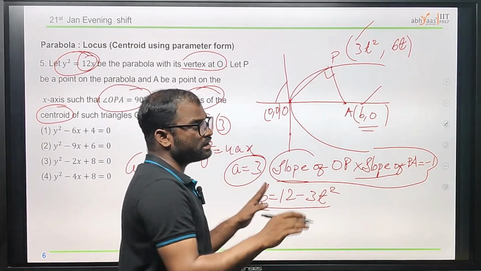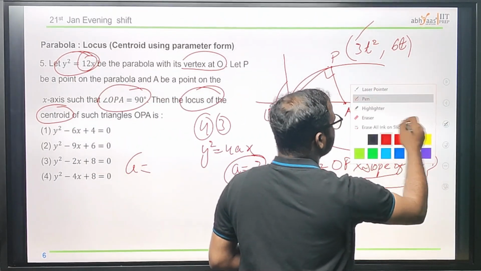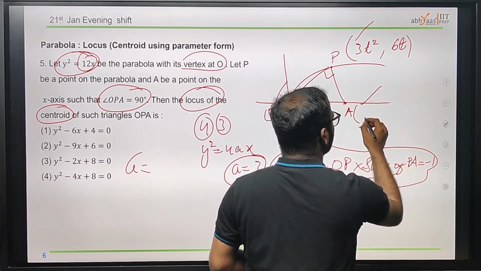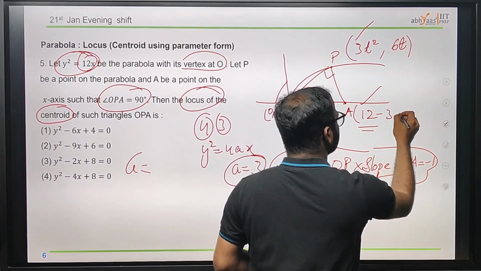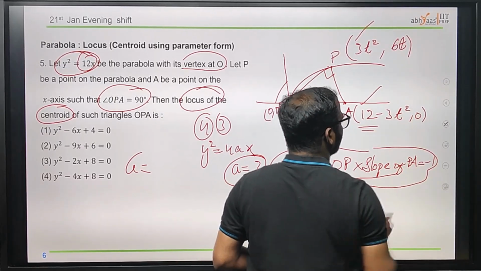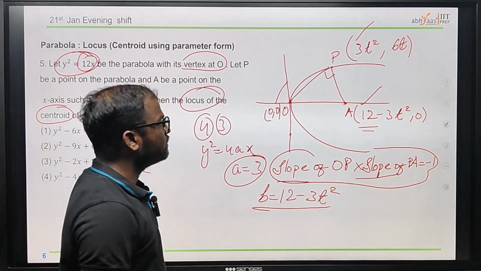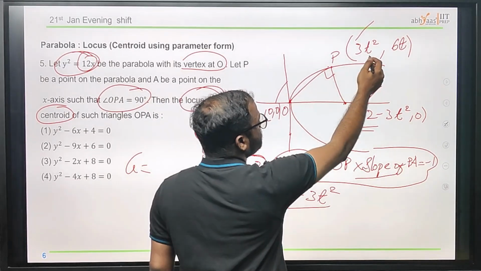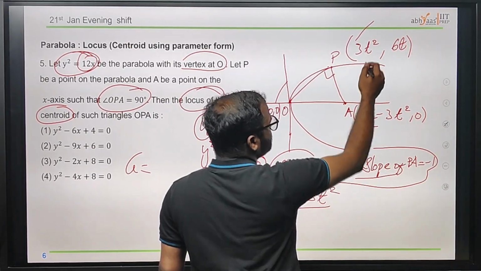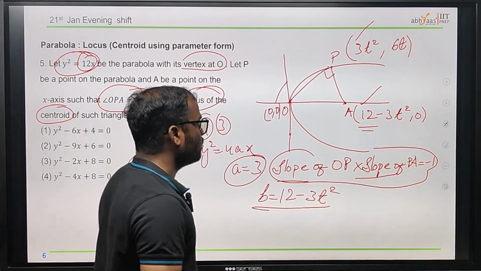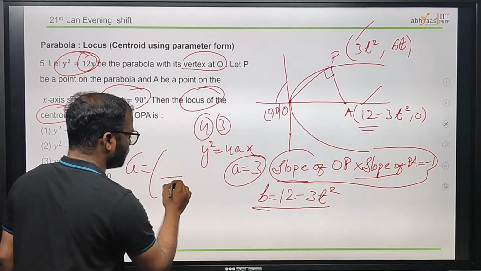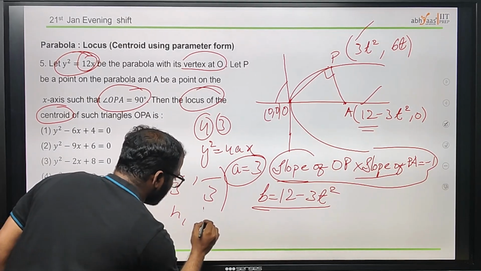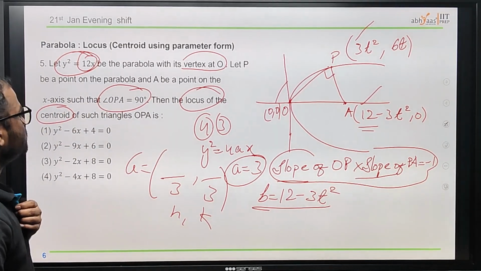Therefore that means we got all 3 points: 12 minus 3t square comma 0. Now we got all 3 points. That means just take the average of these 3, which will be 0 plus 0 plus 3t square plus 12 minus 3t square, divided by 3 comma divided by 3. We got the h comma k values. Just we have this one.